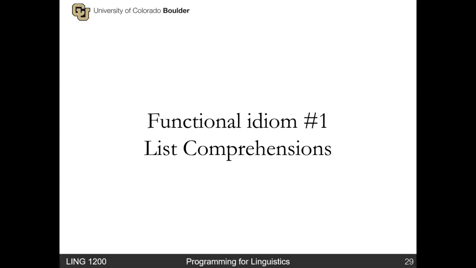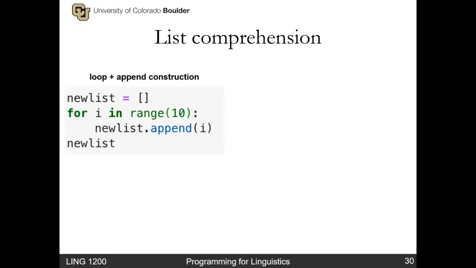This video is the first of two to look at some functional idioms that are common in Python that make the code both more readable and more compact. So look at this code snippet here on the left. It's what you might call a loop and append construction. What's going on here? What is this code doing?